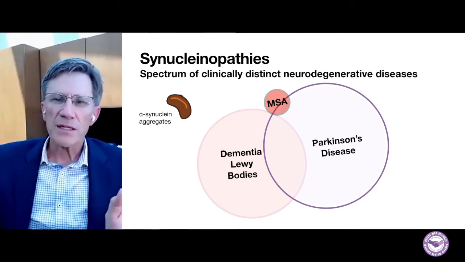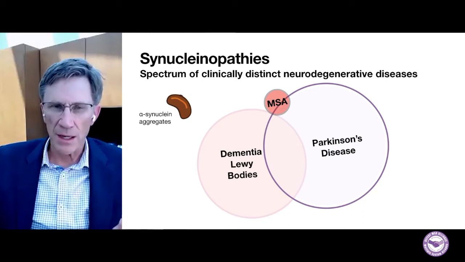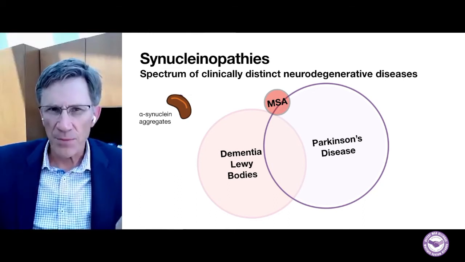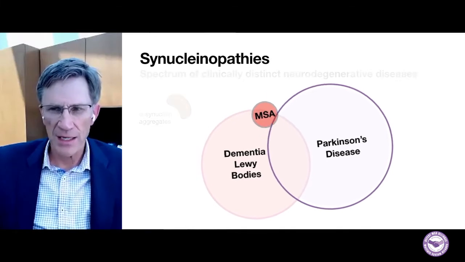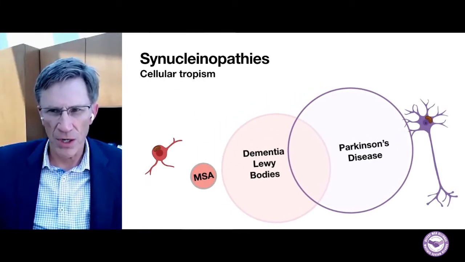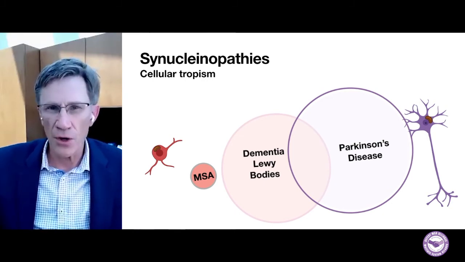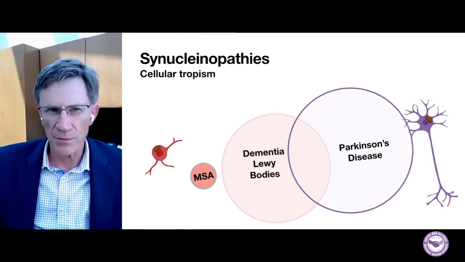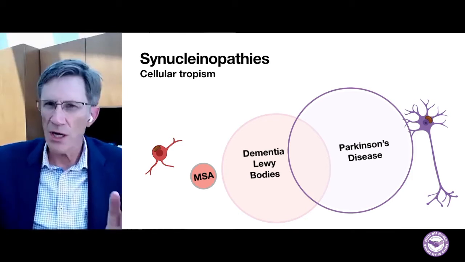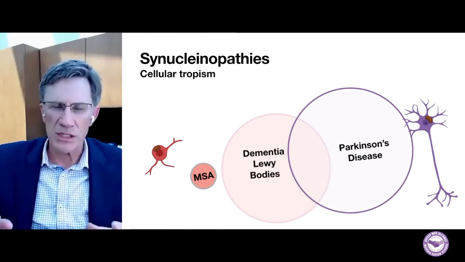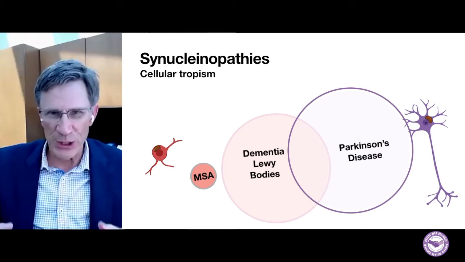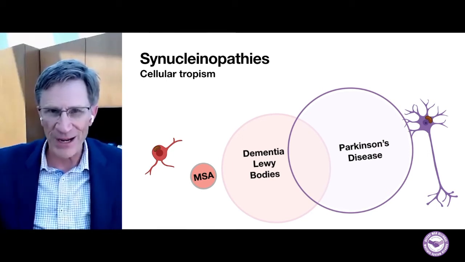Now, if we look at this more carefully, we will see that the coffee bean shaped aggregate ends up in different cells. In MSA, it's in the red cell to the left, and in Parkinson's disease and dementia with Lewy bodies, it's in that star-shaped nerve cell to the right. I'm going to explain what that is a little bit more in a second. But first, I want to focus on Parkinson's just for a few minutes, which is the first synucleinopathy that we realized existed in terms of synuclein playing a role.